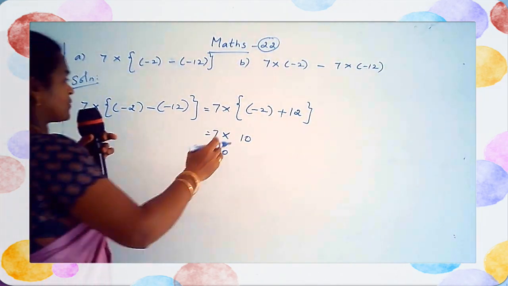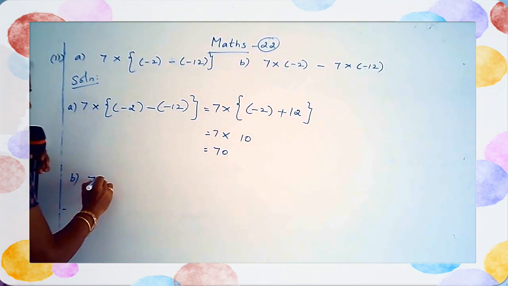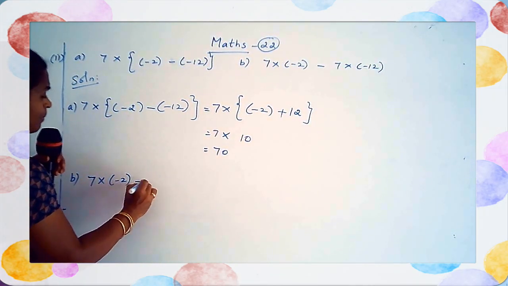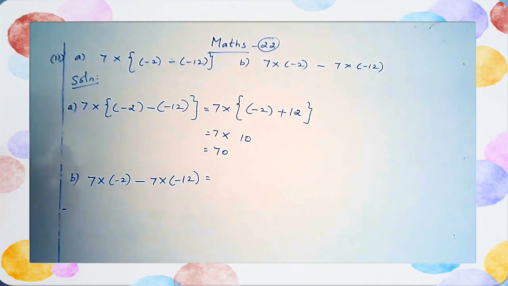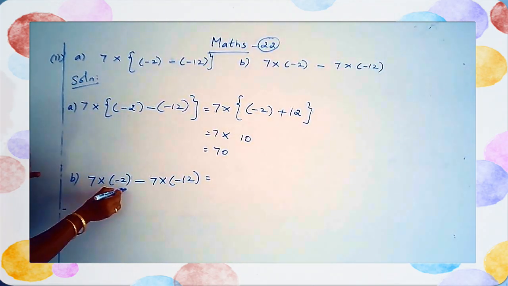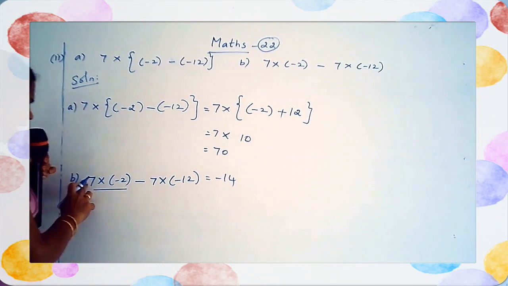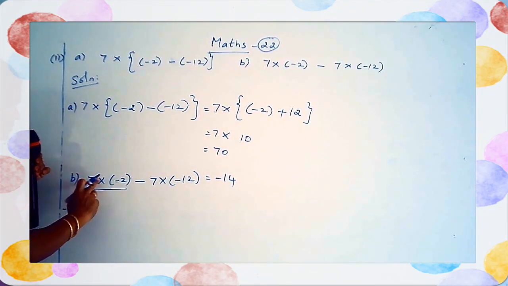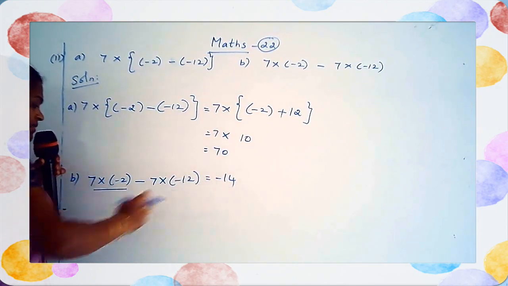Here no space, so I will write here. B part: 7 into minus 2 minus 7 into minus 12. So first of all we have to find the value of the multiplication operation. So that's why 7 into minus 2. What is the answer? Minus 14. Minus into plus is minus. So 7 2s are 14, so minus 14.